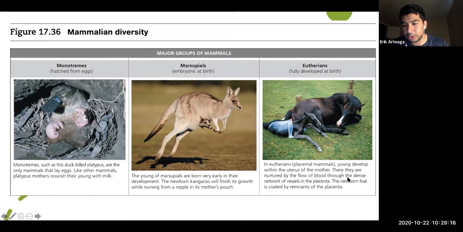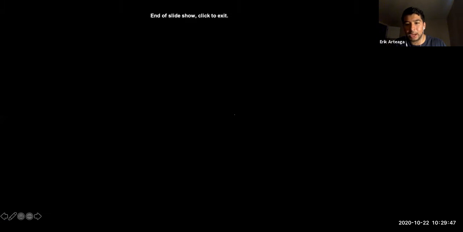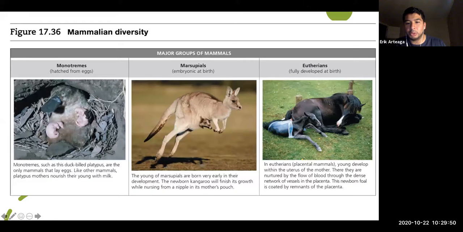So in eutherians, placental mammals, young develop within the uterus of the mother. They're nurtured by the flow of blood through the dense network of vessels in the placenta. This network is coated by remnants of the placenta. Okay. And one of the things that placental mammals have in comparison to marsupials is their young are more developed. They're more able to complete different tasks, in comparison to marsupials or monotremes.